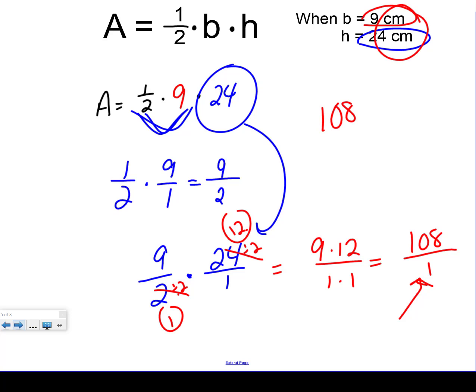And guys, when we're finding area, it's actually centimeters squared, and that'll be part of your answer. Usually it's in there in the blank already for you, so you don't have to type in the centimeters squared, but the 108 is what you're going to be responsible for. All right, one more.